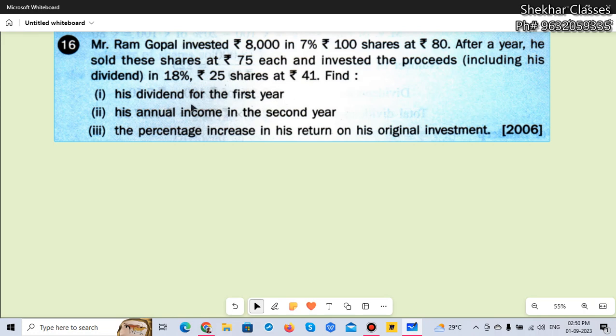So we have to find his dividend for the first year. Easy question, we can find it out. Then the annual income in the second year, using the dividend in the second year, and the percentage increase in his return on his original investment. So obviously there is an increase in investment income in the second year, and we have to find the percentage increase. This question has come in an exam also. So let's see. First we have to draw a line.